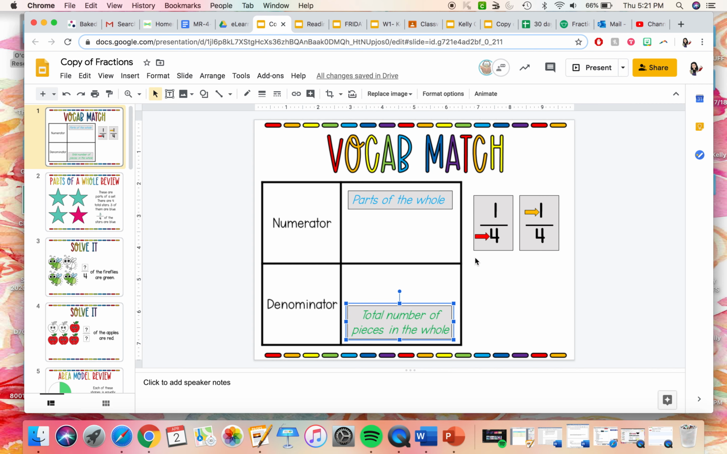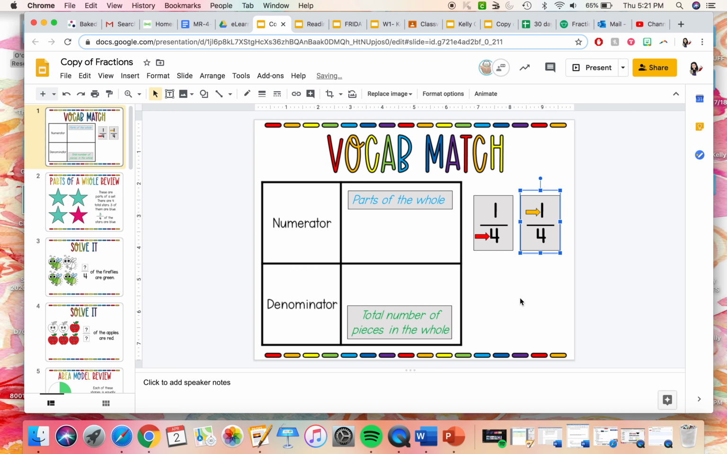I would like for you to go ahead and pick these two boxes and notice that the red arrow is pointing to this bottom number and this orange arrow is pointing to this top number. If you could go ahead and move this into whichever box you think it belongs into to match your vocabulary, that would be great.